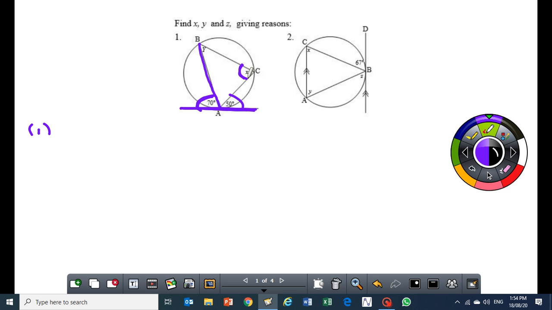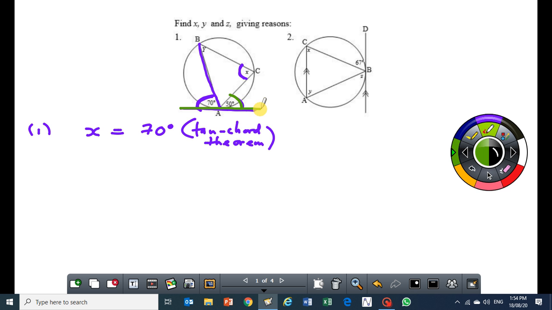And our reason, theorem 9, tan chord theorem. So my first thing is to say x is equal to 70 degrees. My reason, tan chord theorem. Okay? You follow me there? Then we have this angle, which is equal to 50 degrees.